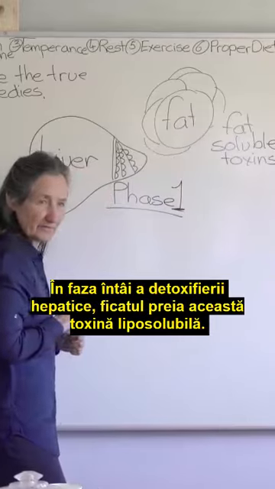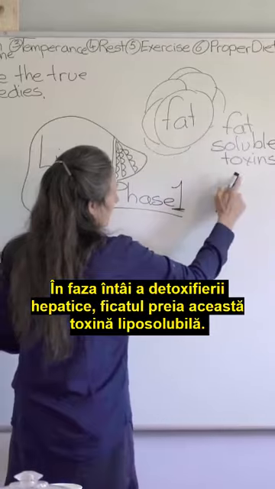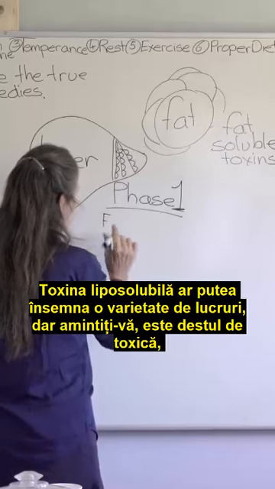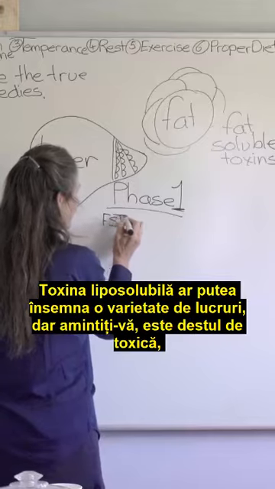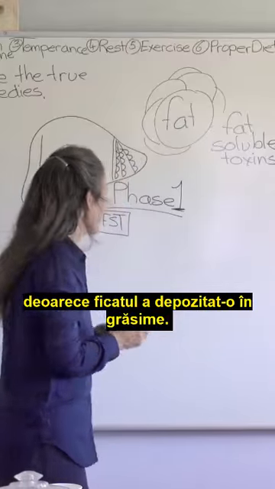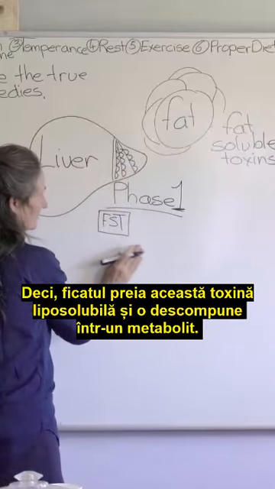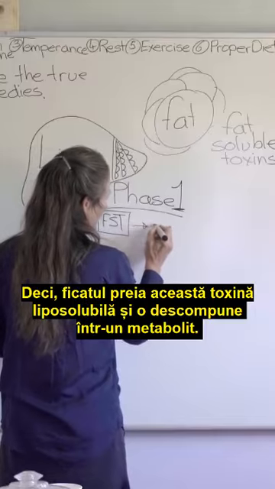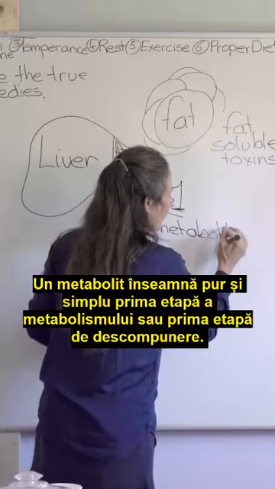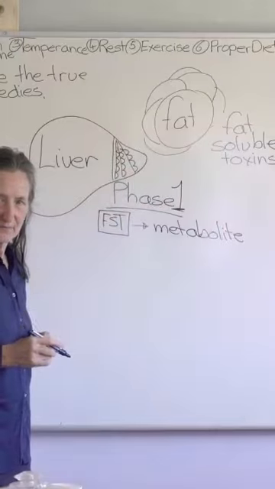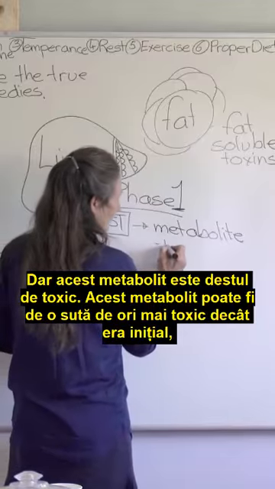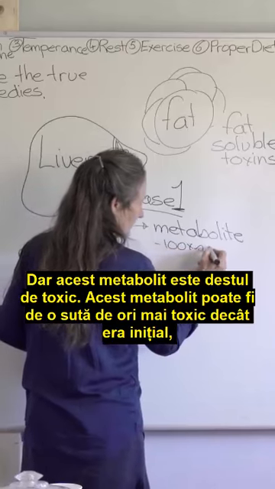In phase 1 of the liver detox, the liver takes this fat-soluble toxin. The fat-soluble toxin could be a variety of things, but remember it's fairly toxic because the liver has stored it in fat. So the liver takes this fat-soluble toxin and it breaks it down to a metabolite. A metabolite simply means the first stage of metabolism or the first stage of breakdown. But this metabolite is quite toxic. This metabolite can be 100 times more toxic than it originally was.